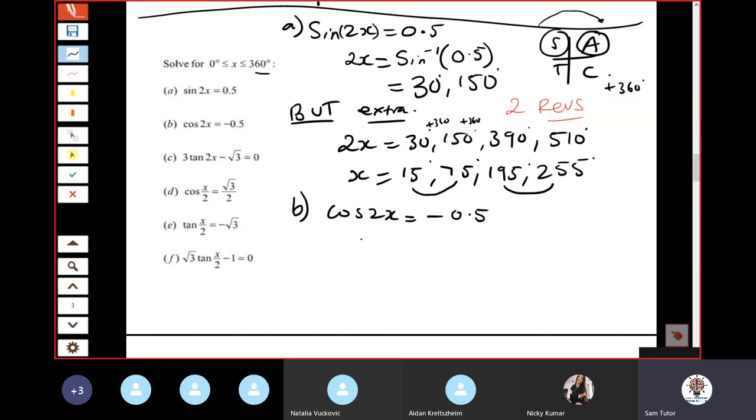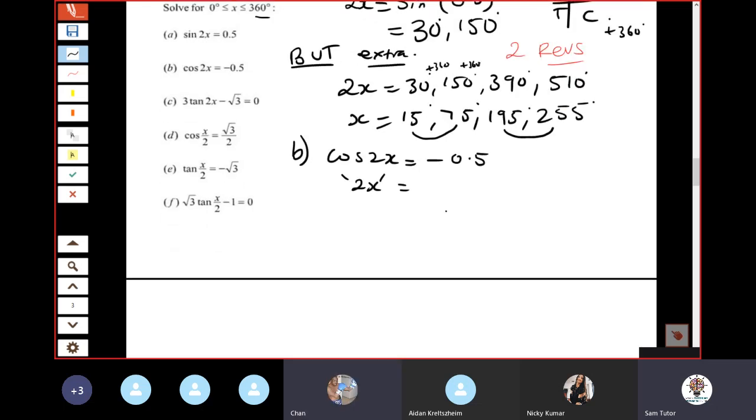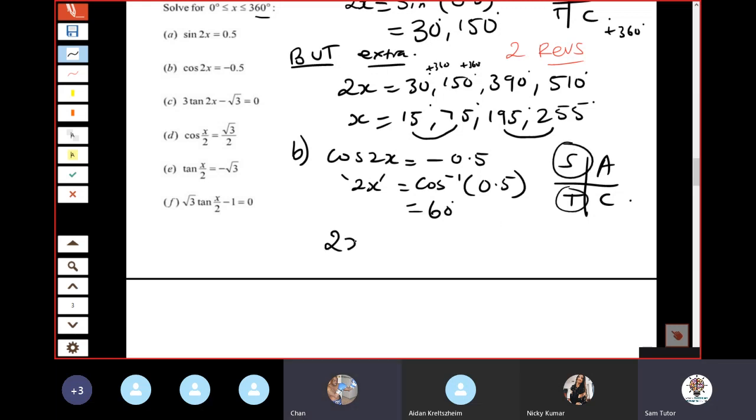So you're going to get 2x hat equals inverse cos of a half, which is 60. So every time you see a negative, you're just going to think of hats. Since it's negative, do you only look for where cos is negative? All stations to central. Where is cos negative? Here and here. So that means your actual 2x is 180 minus 60, which is 120, and 180 plus 60, which is 240.